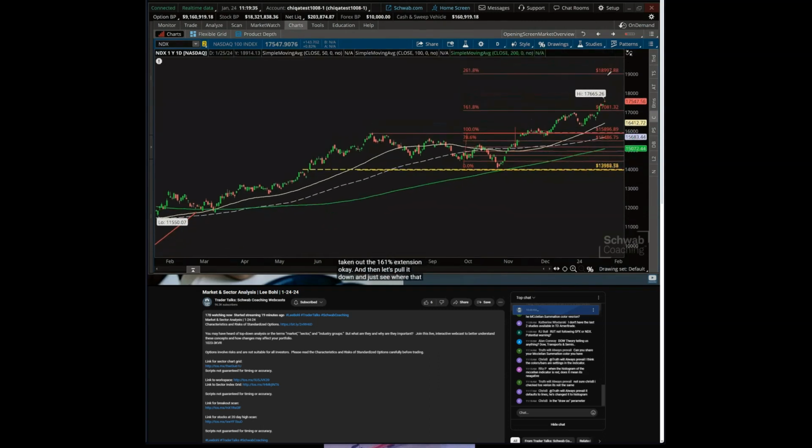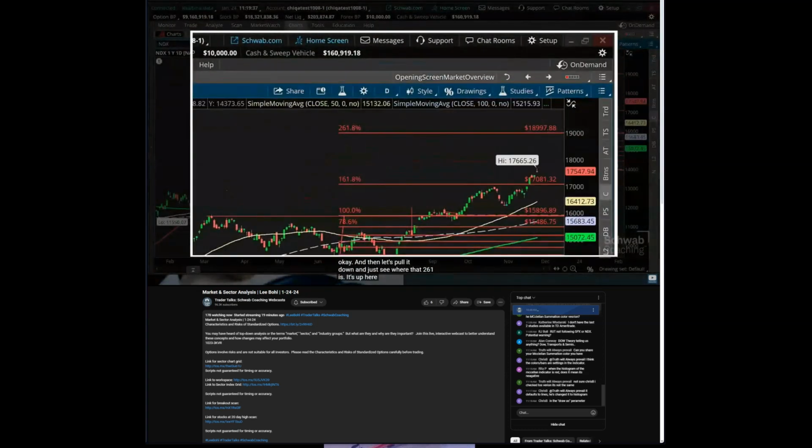It's up here at 18,997. All right. So, of course, nothing works all the time, but some traders use this as a rough guide when things are making new highs.